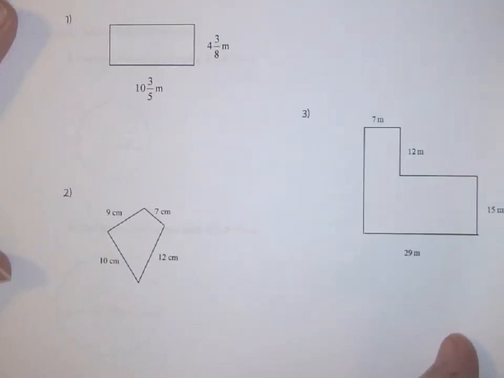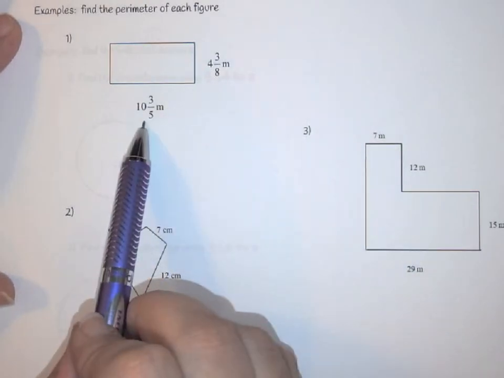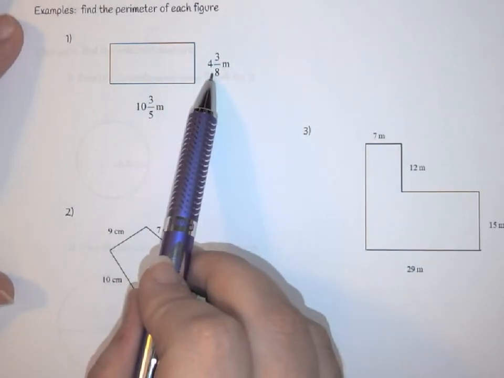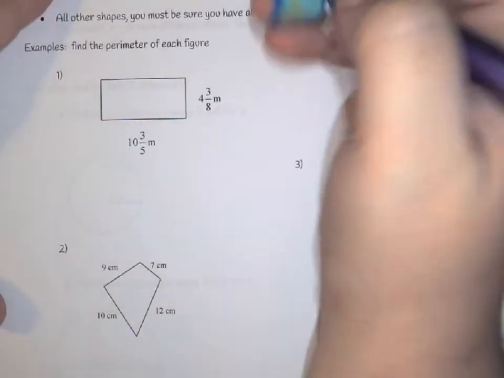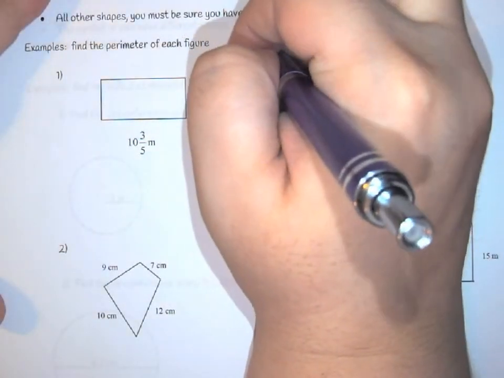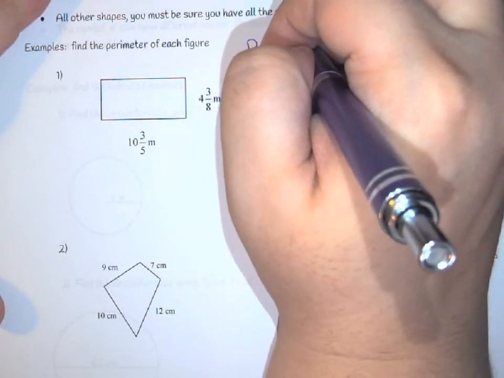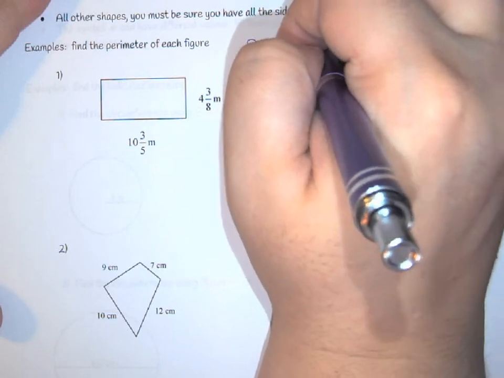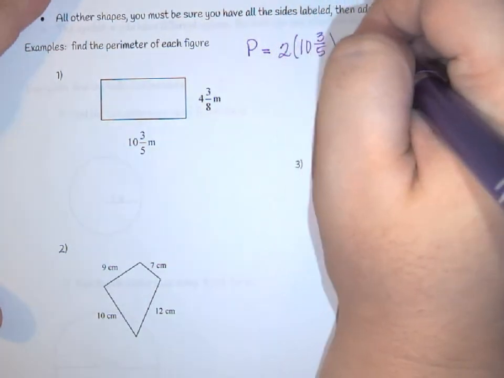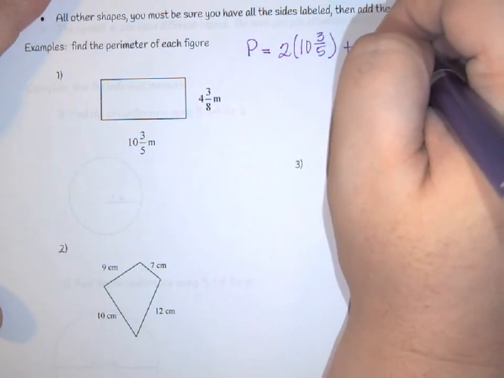So in this first one, you are told that you have a length of 10 3/5 and a width of 4 3/8. So what you have to remember about perimeter here is that your perimeter is going to be twice the length, so twice 10 3/5 plus twice the width, so twice the 4 3/8.